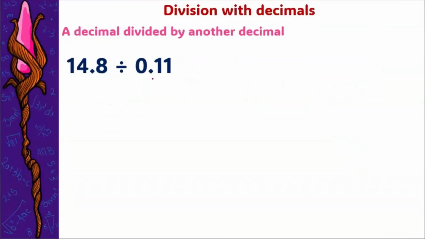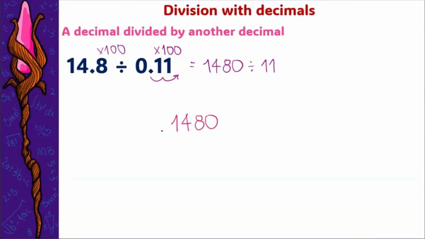Let's check another example. This one. We will multiply by 100 since we need to move the decimal point 2 places. So times 100, times 100. That would become 1480 divided by 11. Okay, so 1480 divided by 11.